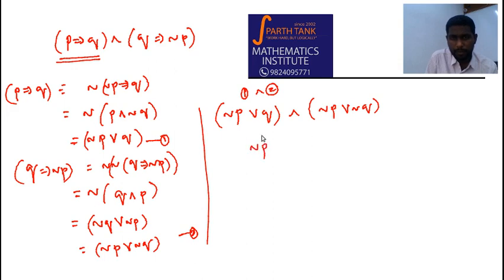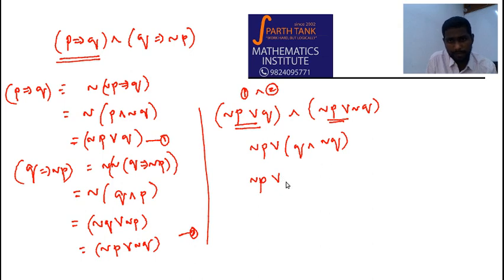This, using the distributive law, if I take not P or common from both, I get Q and not Q. Now Q and not Q is what? Q and not Q is a null set, right? So it is not P or the null set, basically. So not P or the null set becomes just not P.